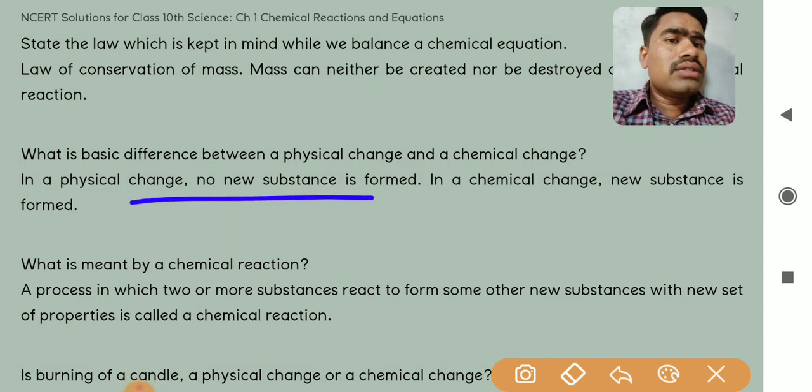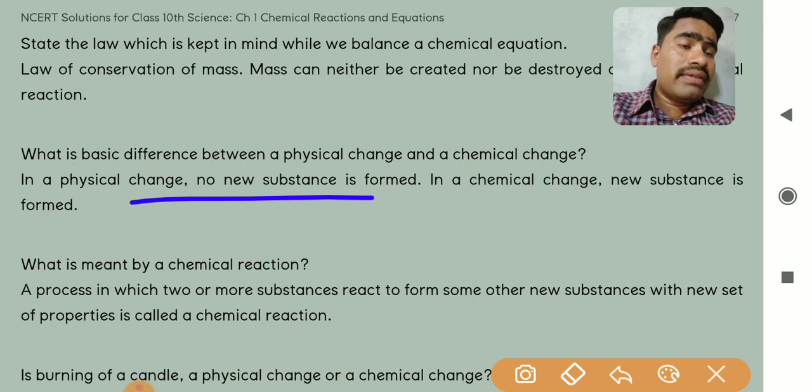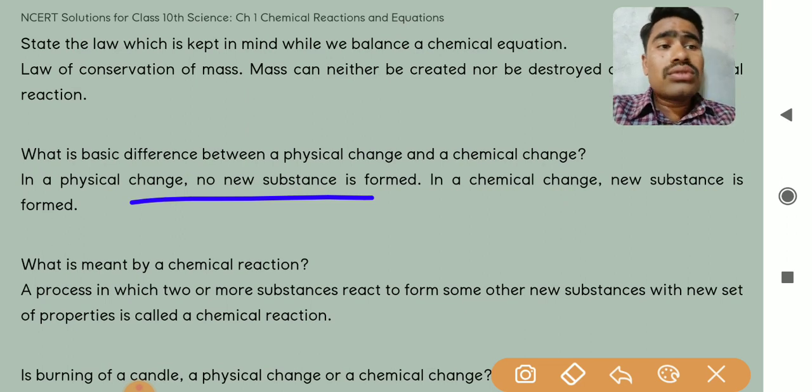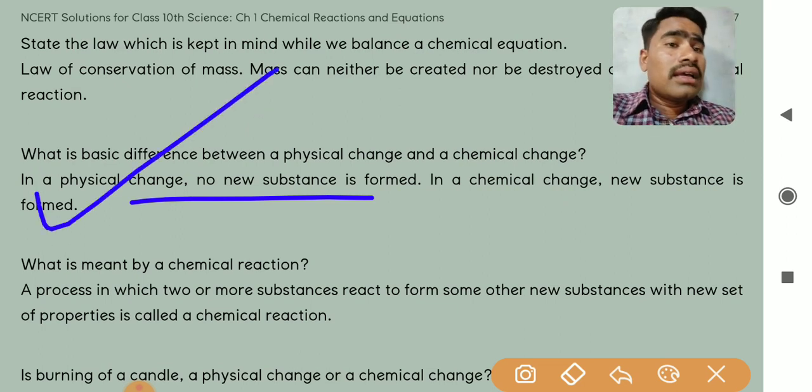In a chemical change, a new substance is formed with a new property. For example, when we form curd from milk, milk has a different taste, curd has a different taste. So when milk is converted into curd, the curd is an entirely new substance with a new property formed, and that's why it is considered a chemical change.